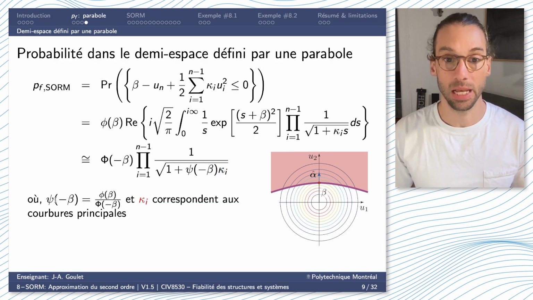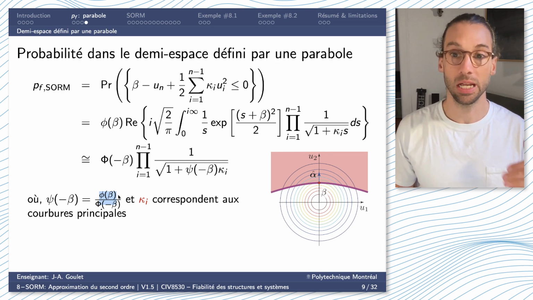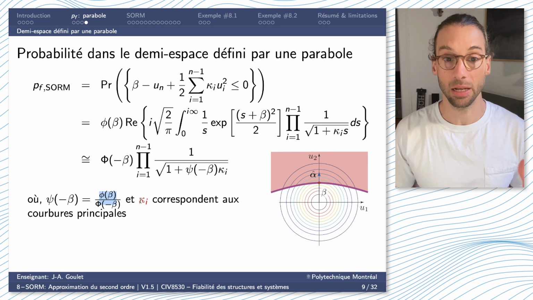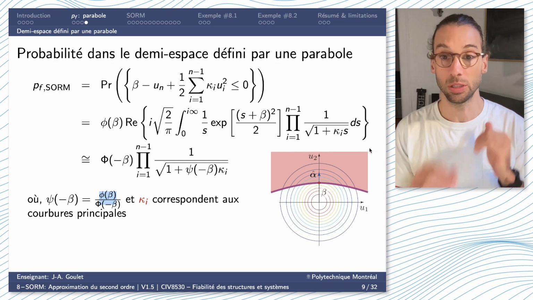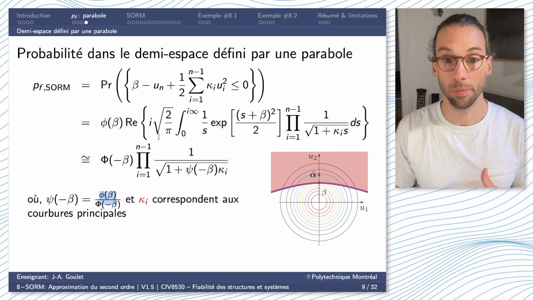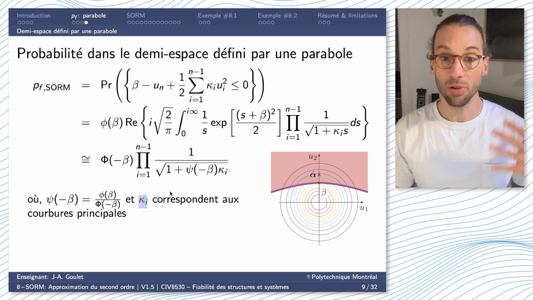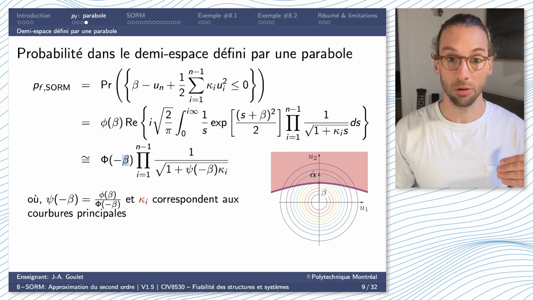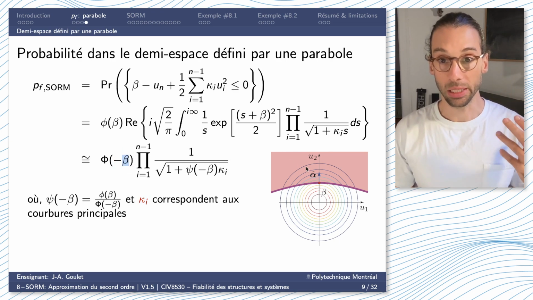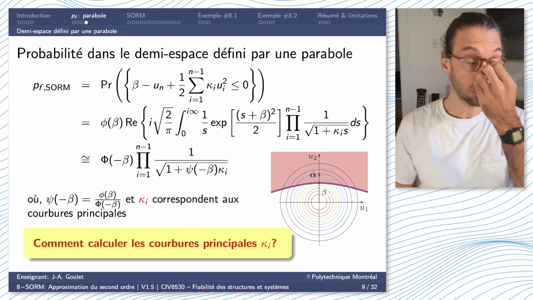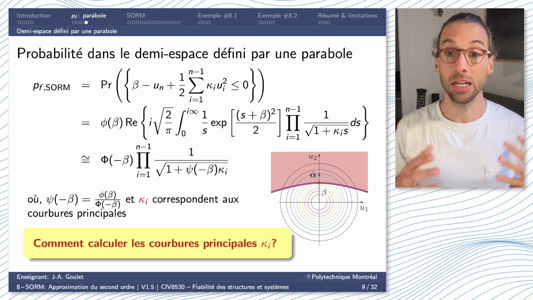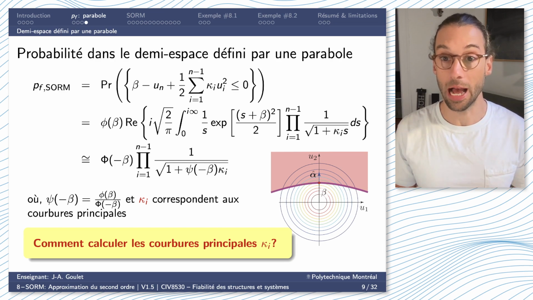Whereas, as I said, psi is the ratio of the standard normal PDF of beta, divided by the standard normal CDF of minus beta, and kappa i correspond to the principal curvature of my limit state function with respect to each dimension. We're going to see in the SORM method how can we compute those principal curvature. Okay, but for now, we just want to see that if we have those principal curvature, if we have the beta from a FORM analysis, we can directly, easily evaluate the probability content in that region from this information. So the main step we're going to see now is how can we compute those principal curvature kappa i?